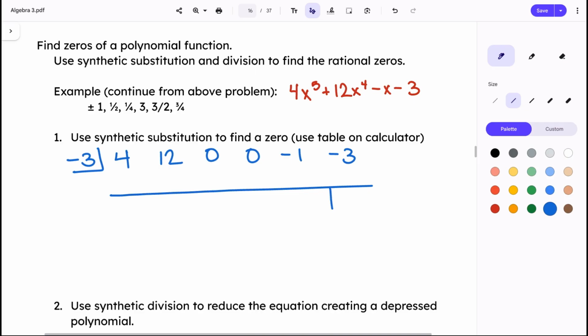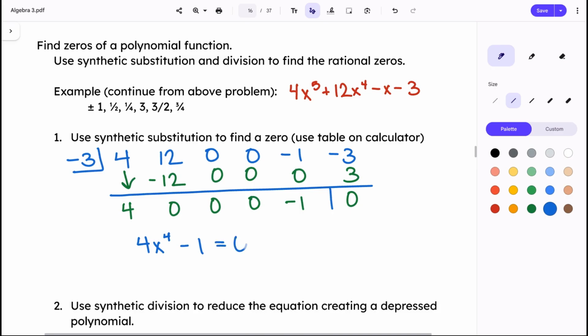All right. We're going to drop the first 4. Nothing about this process has changed. Should come out like that, a lot of zeros. It's kind of nice. So now if I'm going to write it out, I would start 4x to the 4th power. There's no need for me to write 0x to the third, 0x squared, 0x. That doesn't do anything for me. So I'm just going to write minus 1 equals 0.